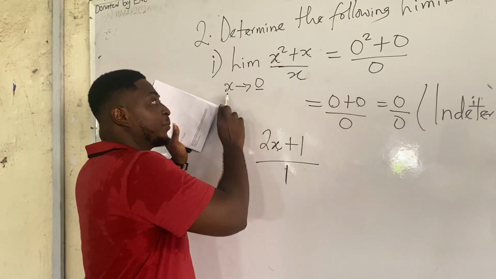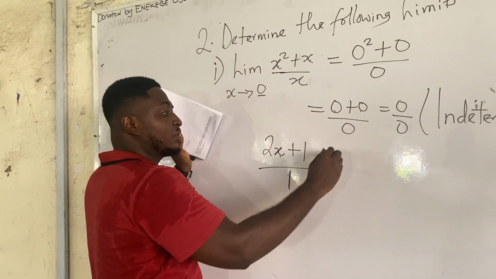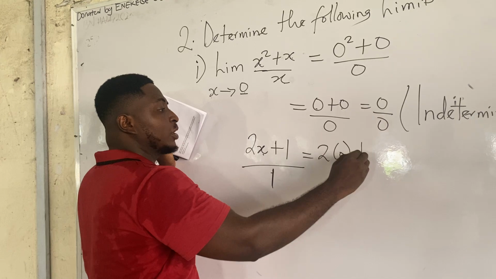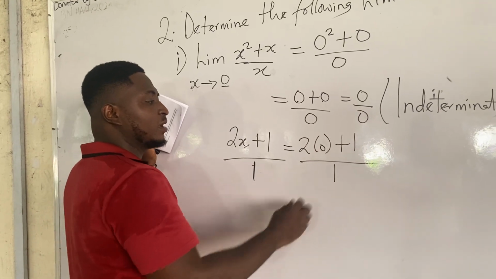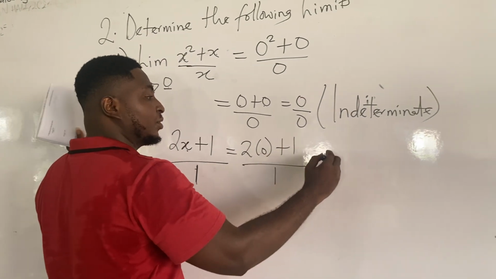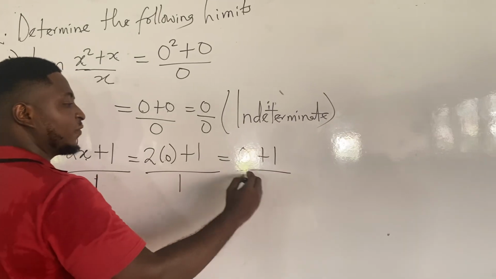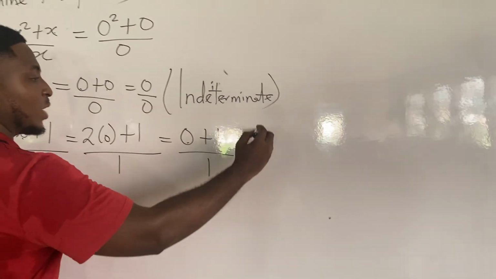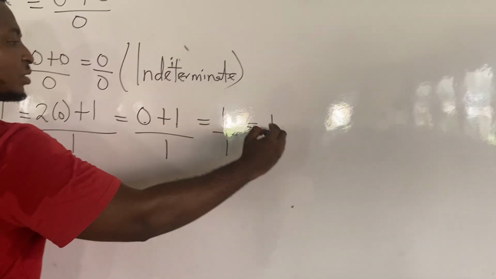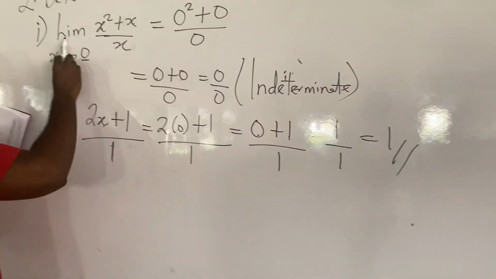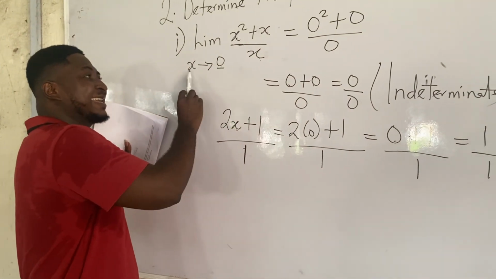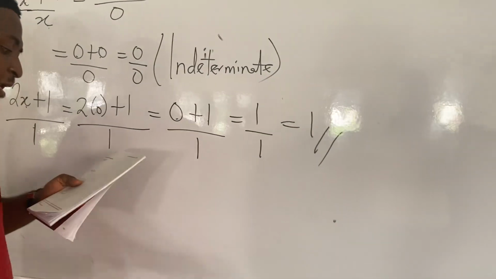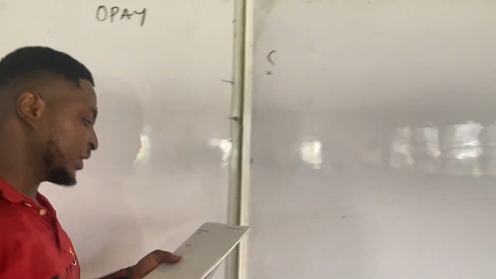After differentiating, replace x with your limit point. Now x tends to 0. 2 into bracket 0 plus 1 all over 2 times 0 is 0, plus 1, all over 1. 1 divided by 1 is 1. So therefore, class, the limit of x squared plus x all over x as x tends to 0 is 1.